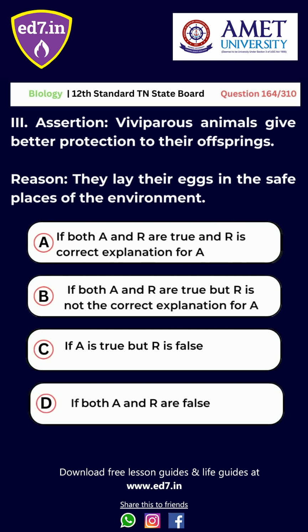Third one. Assertion. Viviparous animals give better protection to their offsprings. Reason. They lay their eggs in a safe place in the environment. A. If both A and R are true and R is the correct explanation for A. B. If both A and R are true but R is not the correct explanation for A. C. If A is true but R is false. D. Both A and R are false. The answer is option C. A is true but R is false.